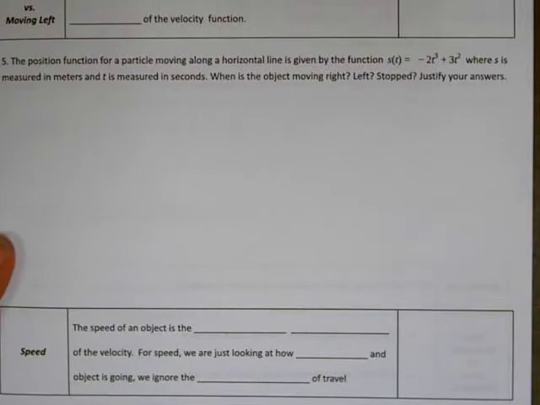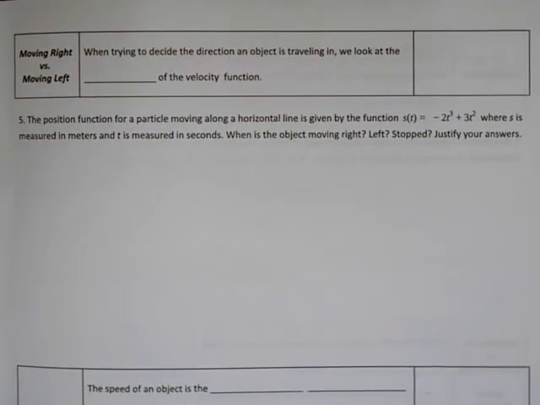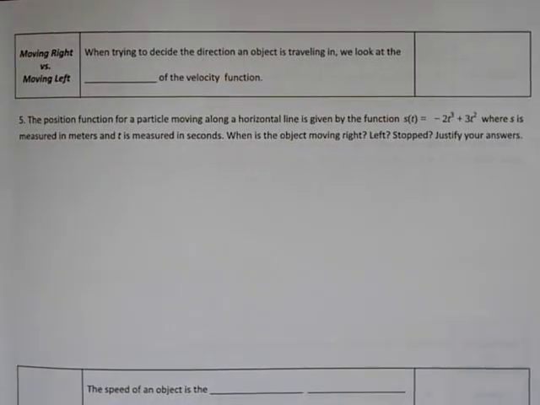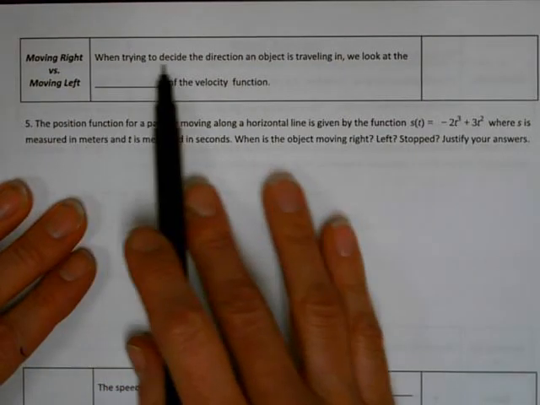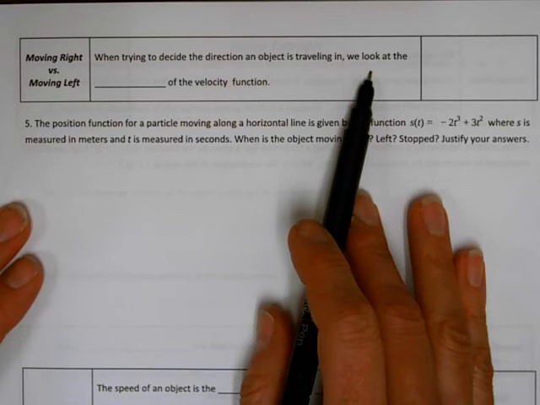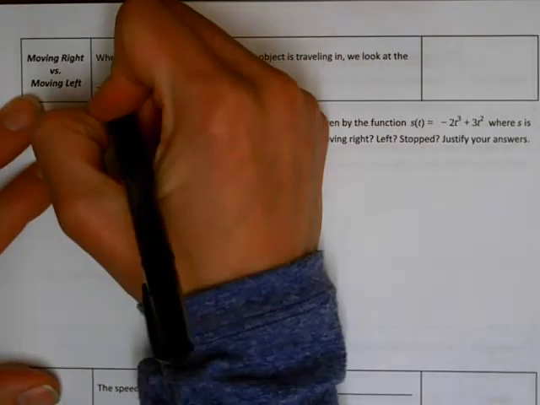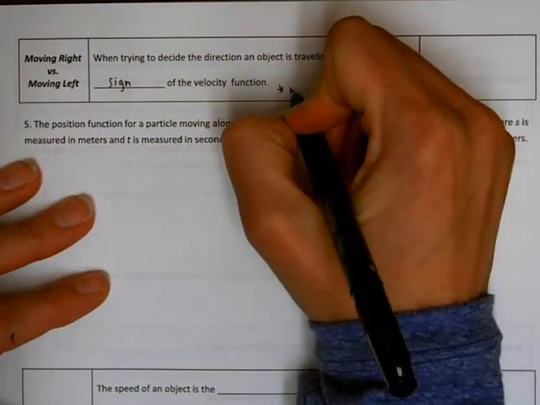Okay. Now we're going to really start here. We've learned kind of all the functions, so we've got position and velocity so far. Now we're going to talk a little bit about how we can use those to describe the motion of our particle. So when we're trying to decide the direction an object is traveling, we look at the sign of the velocity function. And we're going to be making a table to help us do that.